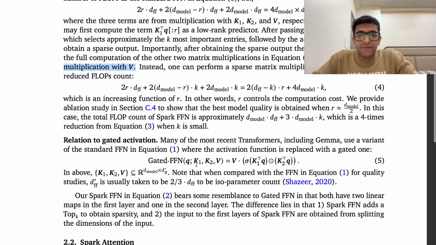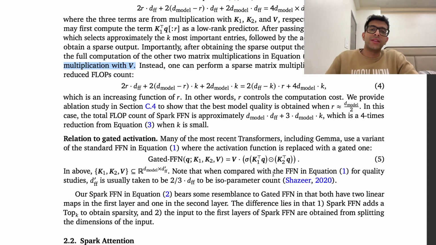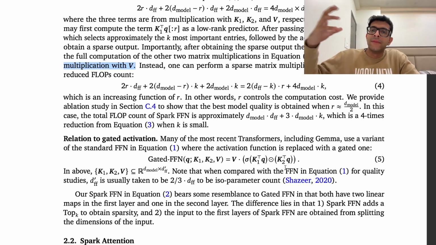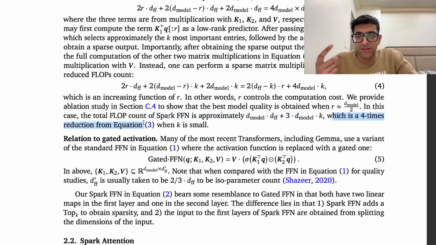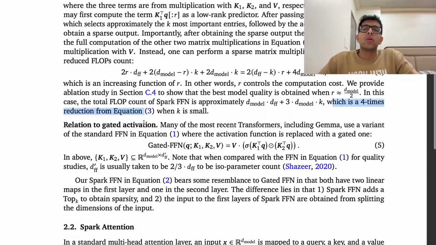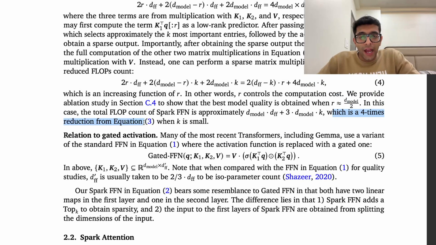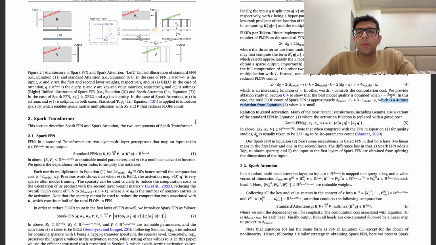So that saves us the cost of doing that very heavy multiplication with the entire query set in the start. The best model quality is obtained when r is about the dimension of the model by 2, and we can also observe that it leads to a 4-time reduction from the original equation, and it leads to a lot of optimization in this sense. I know it sounds like an idea which is pretty common to understand, but it's pretty crazy how simple things actually help out so much.